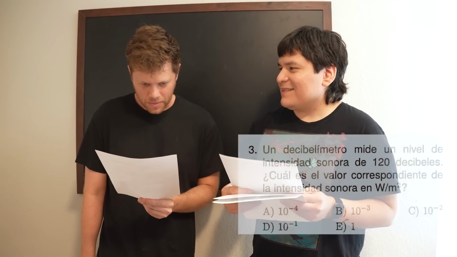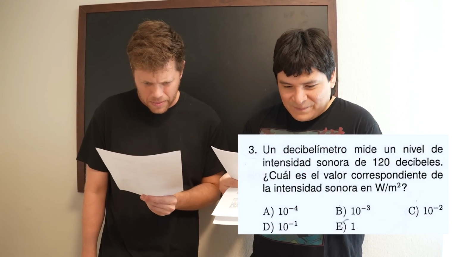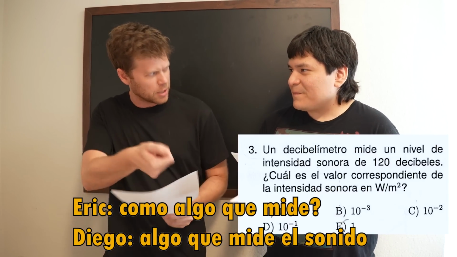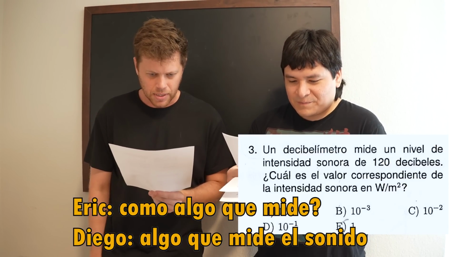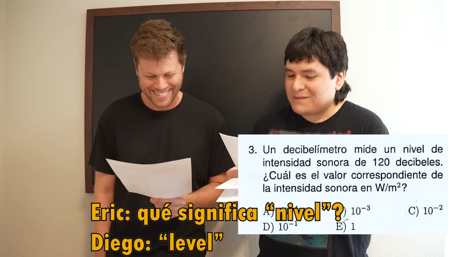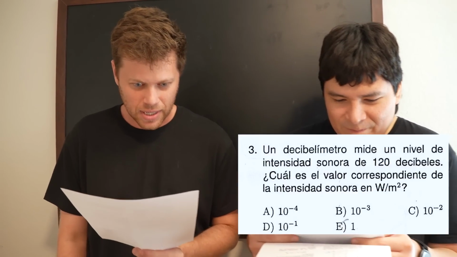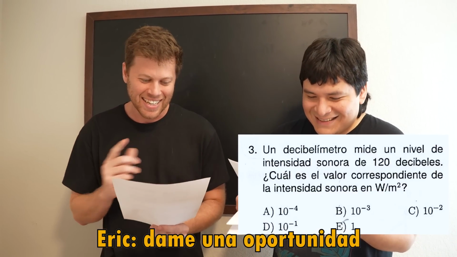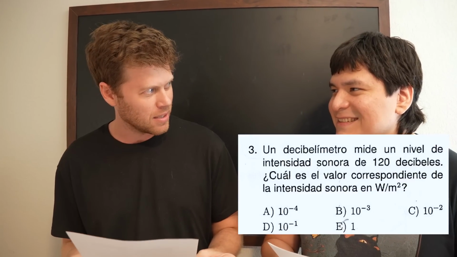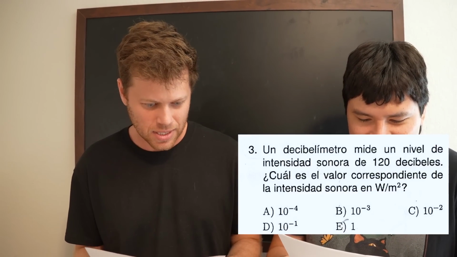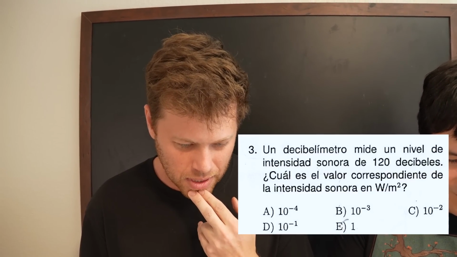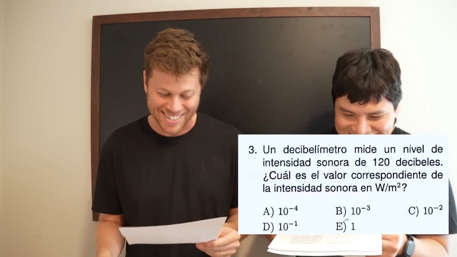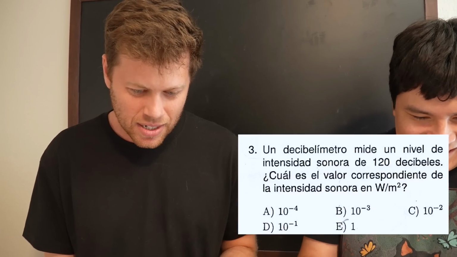What is this? Número 3. Decibelímetro. Decibel meter. Oh, okay. Something that measures sound. Got it. Mide un nivel de intensidad sonora de 120 decibeles. ¿Cuál es el valor correspondiente de la intensidad sonora in watts per meter squared? Yes. I'm not doing that.